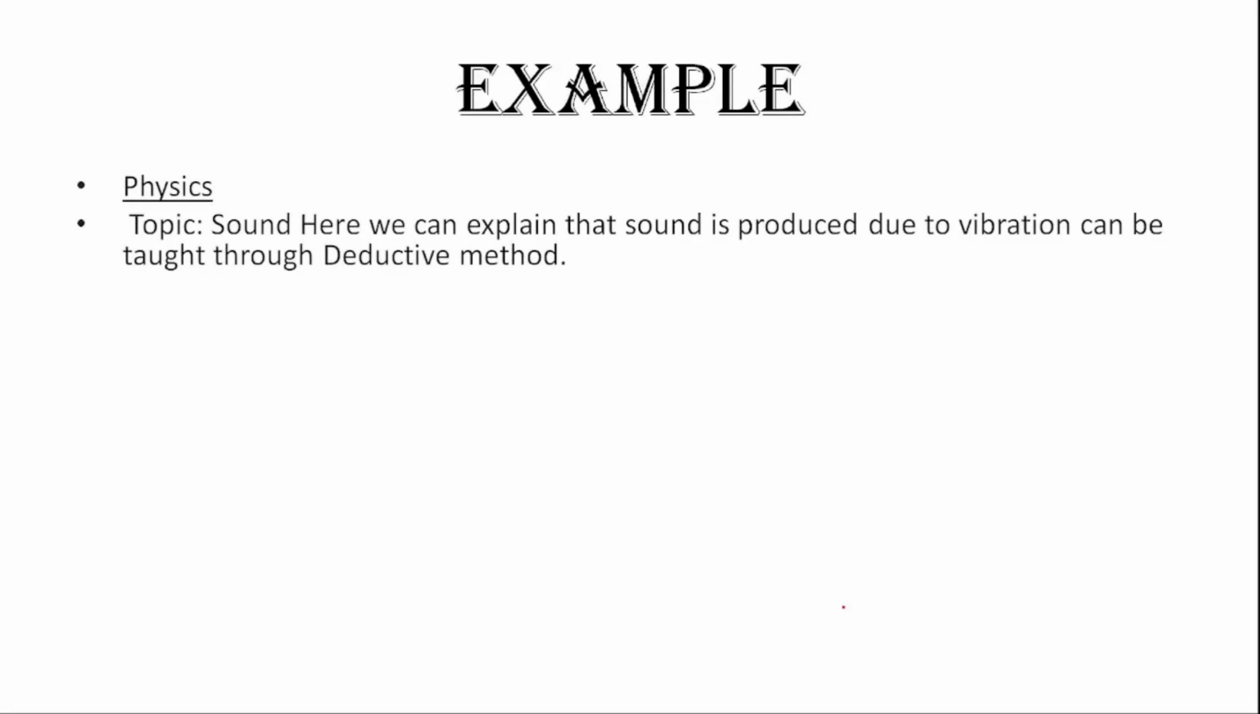Now let's move on to examples. First, let us discuss an example from physics. For this, I have taken the topic sound. Here, we can explain that sound is produced due to vibration. So, sound is produced due to vibration can be taught through the deductive method. Sound is produced due to vibration is a generalization.